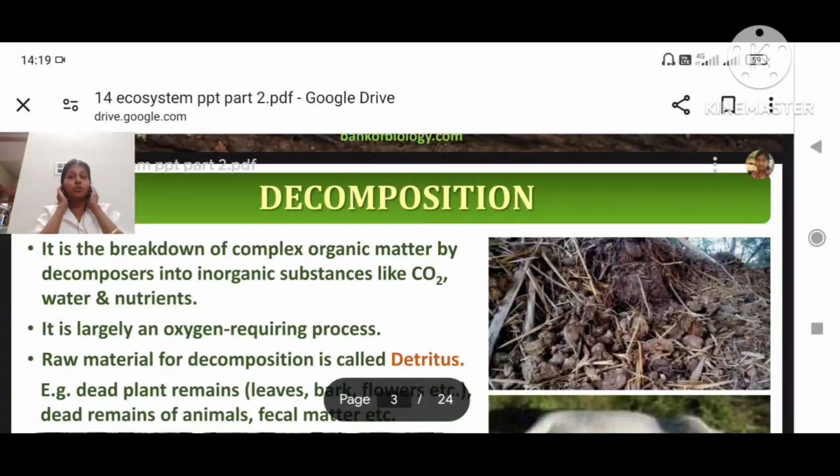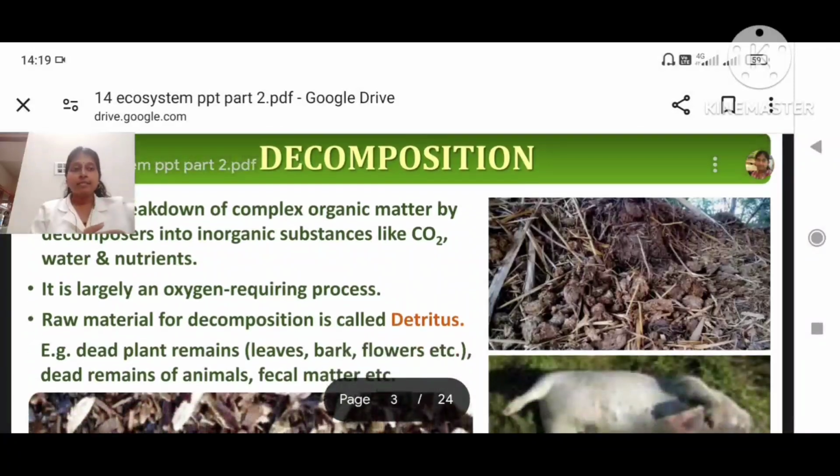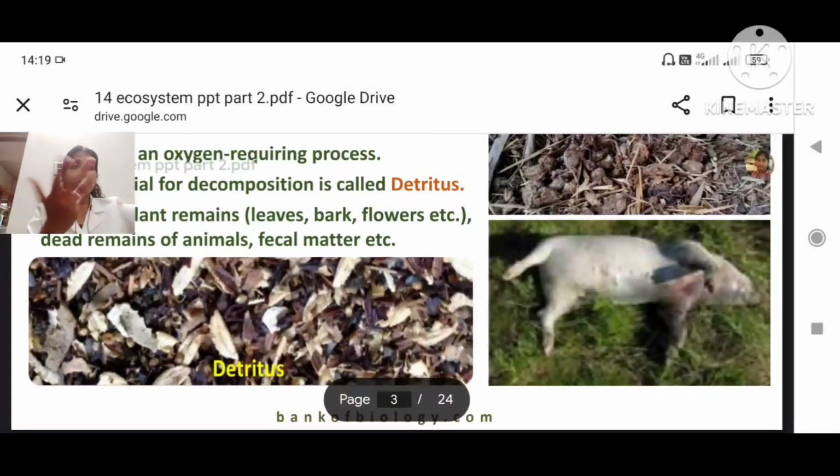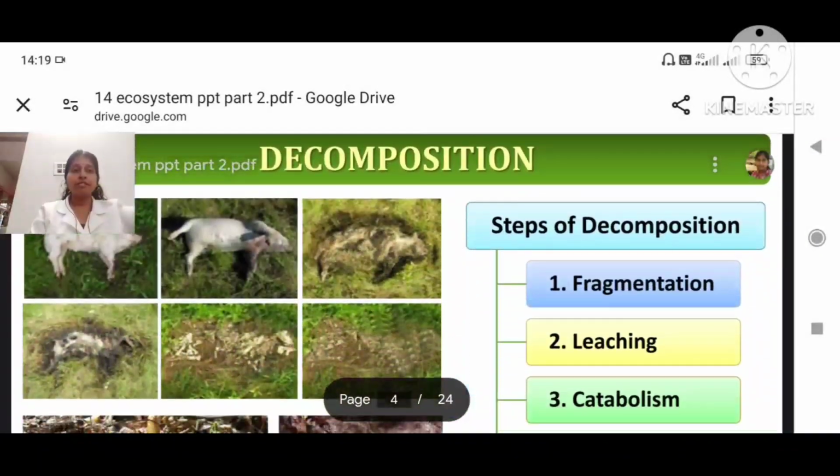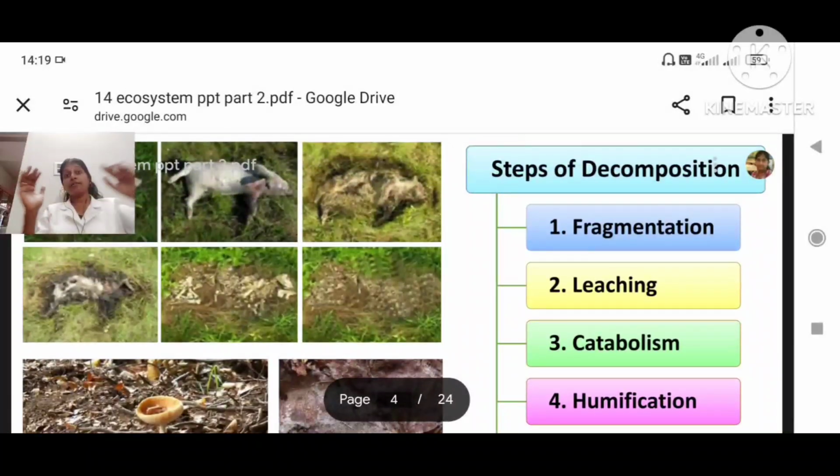We have already studied decomposition in the sewage treatment plant. So for decomposition to take place, they demand oxygen, so you have to remember that. And detritus, as I said, is the dead parts of plants and animals. You can see pictures of detritus. Now we are moving on to the different steps in decomposition. The first step is fragmentation, the second is leaching, third is catabolism, fourth is humification, and the fifth one is mineralization. One by one we will see.